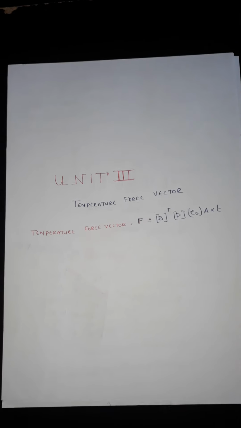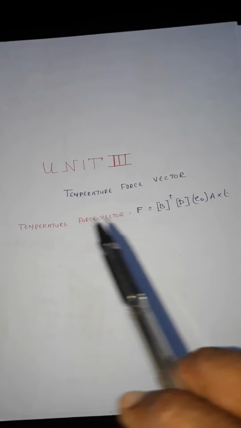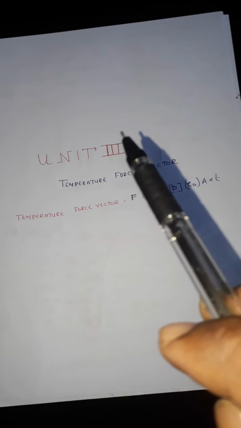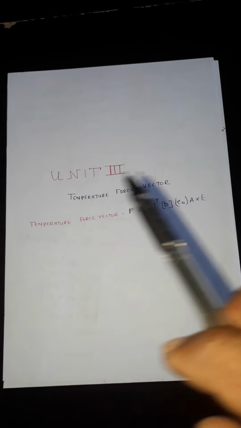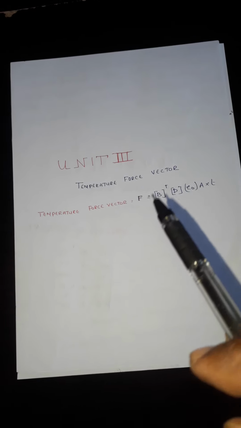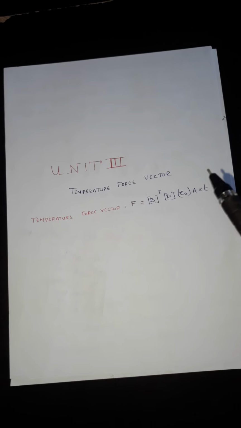We are going to see one more problem in the third unit, that is how to find the temperature force vector in the constant strain triangular element. That's what we are going to study in this problem. The formula for the temperature force vector is given: F equals B transpose D E naught, area A, into T.